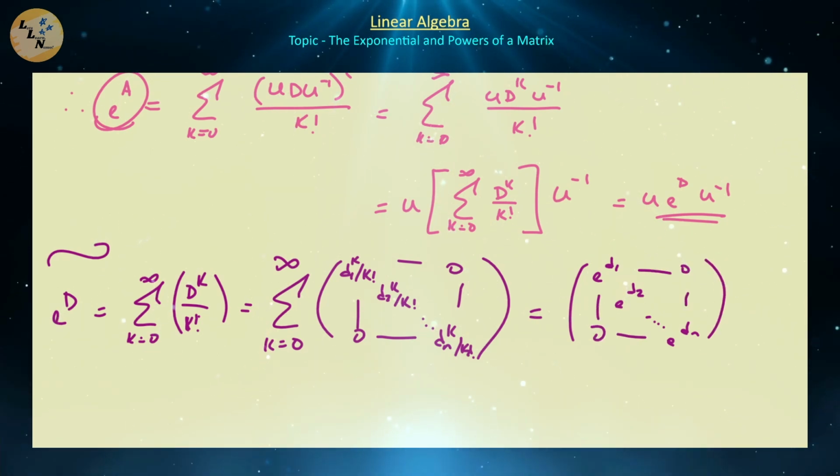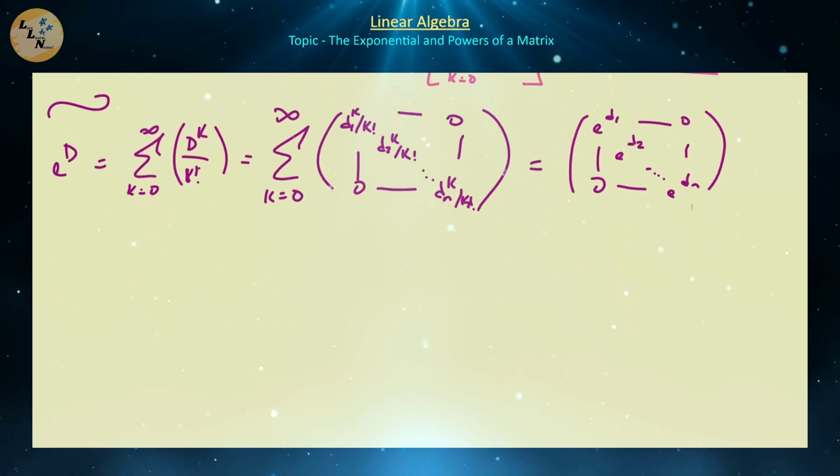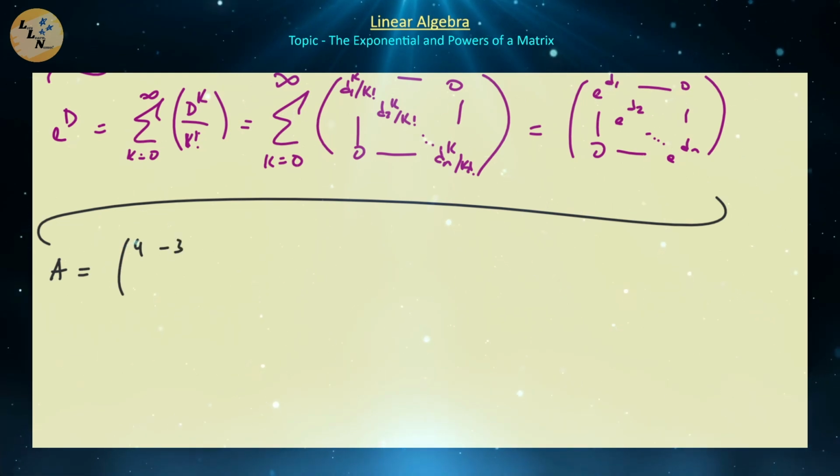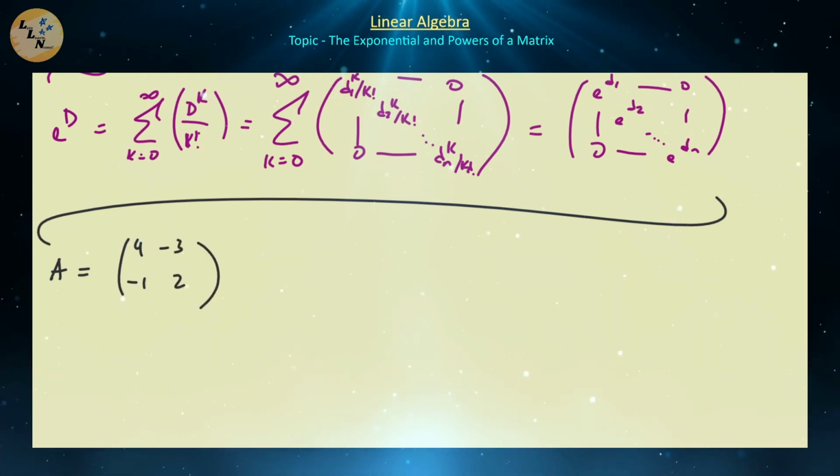So if that is the result, that means we can find the eigenvalue decomposition of all the diagonalizable matrices, and then find the exponential of those matrices just by exponentiating the diagonal entries in the diagonal matrix D. So to illustrate, let's look at a nice little matrix A: 4, minus 3, minus 1, and 2.